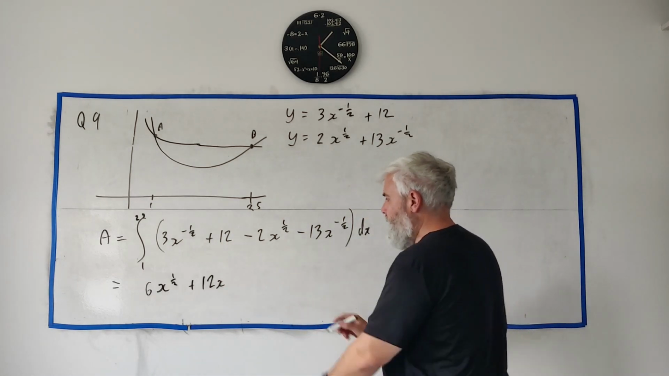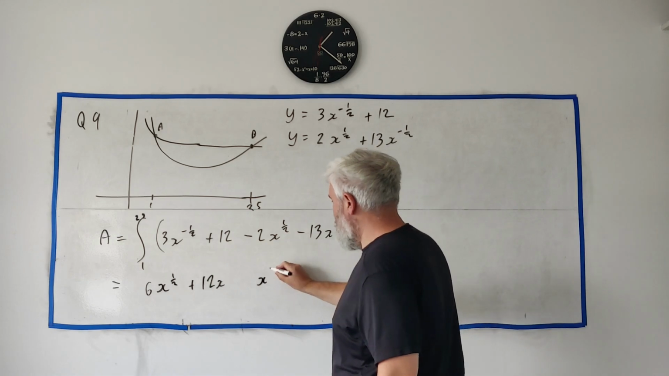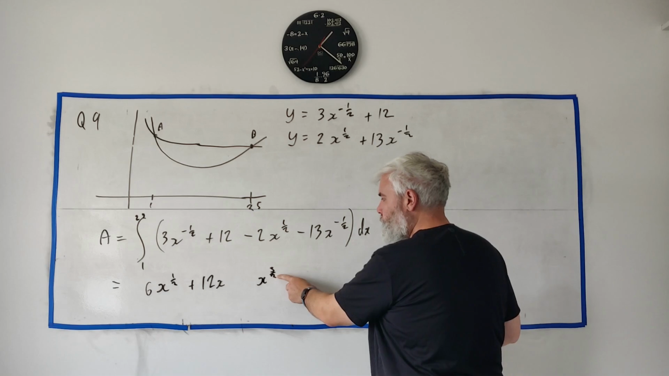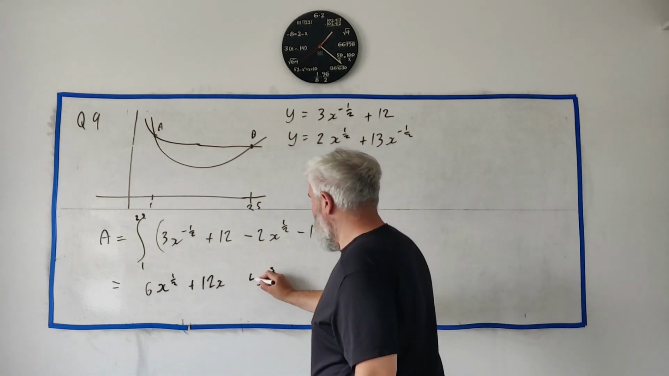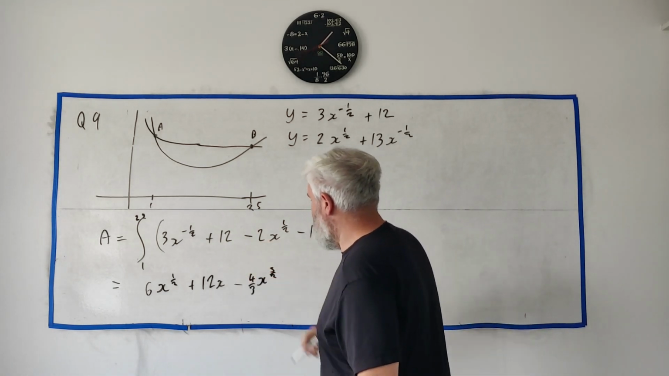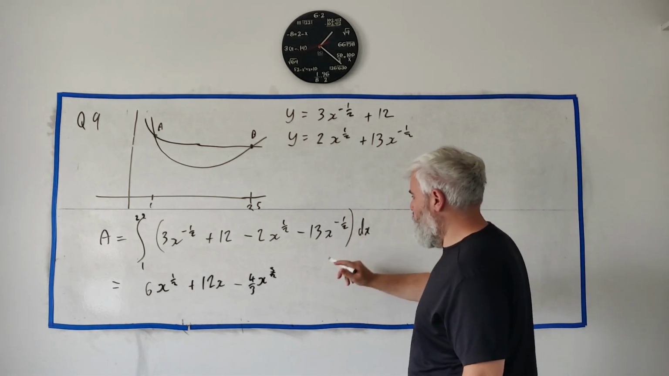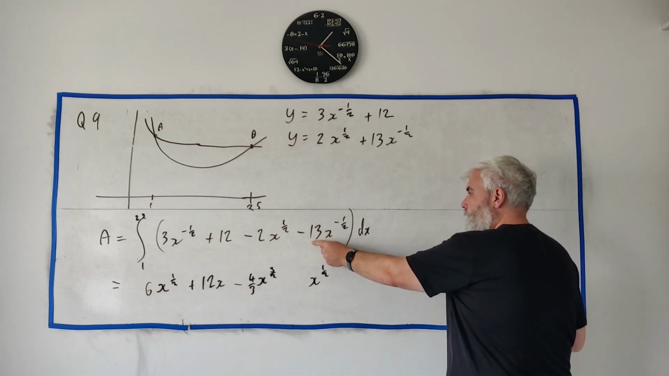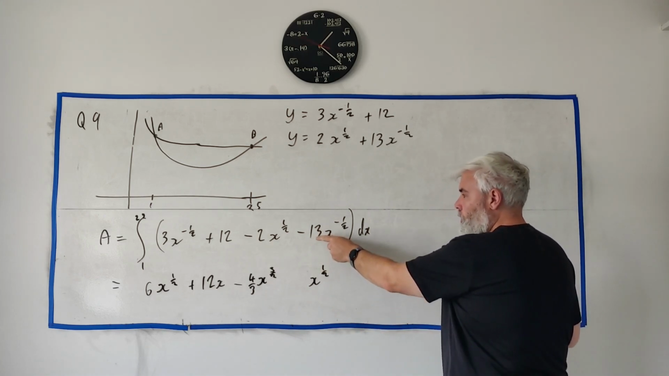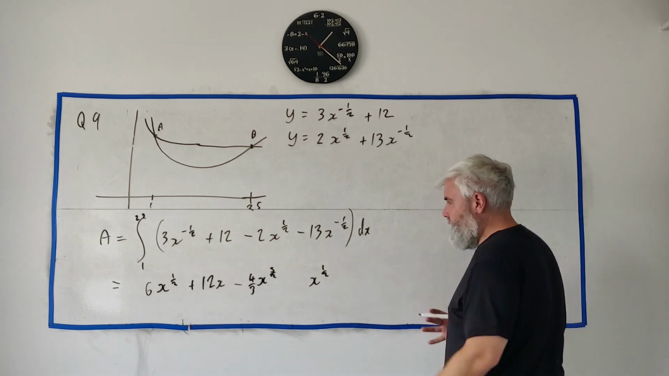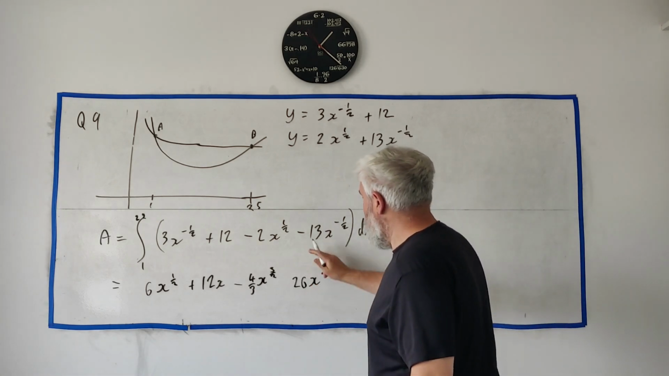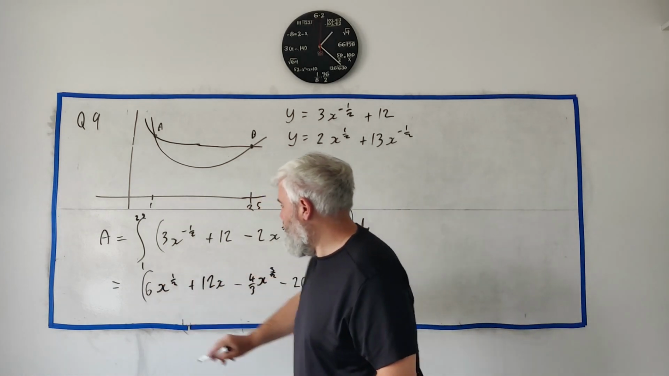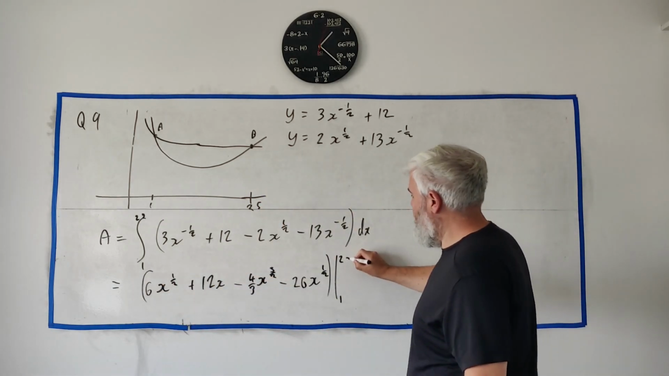Next one, let's add 1 onto the half. We get 3 over 2. 2 multiplied by 2 over 3 is 4 over 3. And there was a minus there. Again, we add 1 onto this and we get x to the power of a half. 13 divided by a half, same thing as multiplying by 2, is 26. And again, there was a minus here. And then we evaluate, let's put a bracket around all that. We evaluate this between 1 and 25.